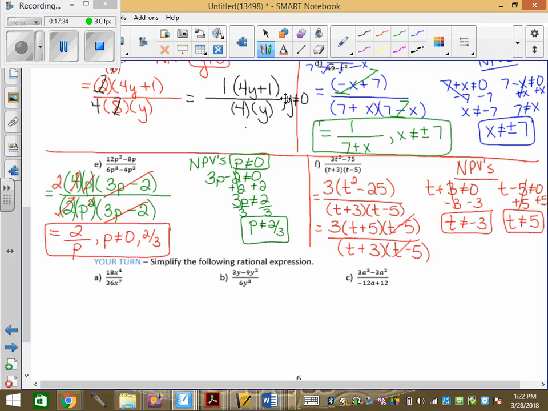Can I cross this 3 in front off with the 3 with the t? No. Can I cross this t off with the t above it? No. T plus 5 is t plus 5. Is there a matched t plus 5 in the denominator? No, it's going nowhere. Is there a matched t plus 3 in the numerator? No, it's going nowhere. So the worst thing that people do is oversimplify. It's not often that they undersimplify, it's that they oversimplify. T cannot equal negative 3 and 5.